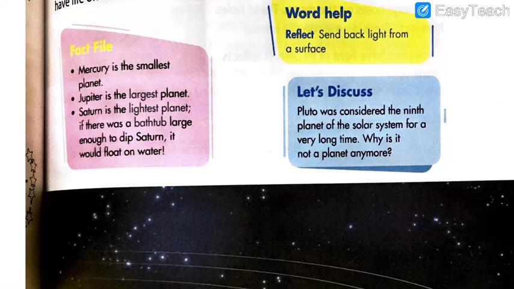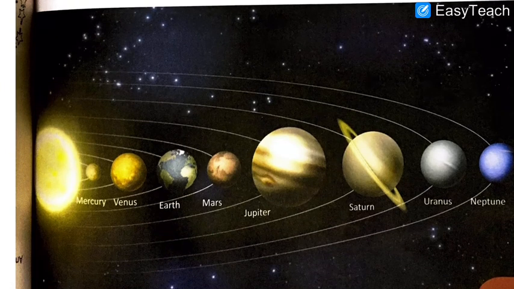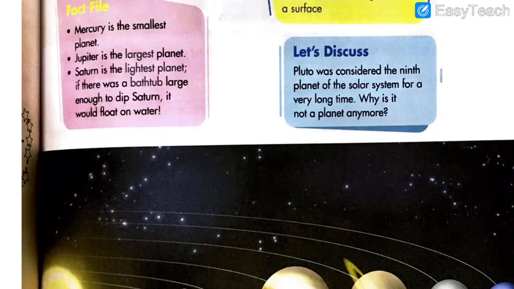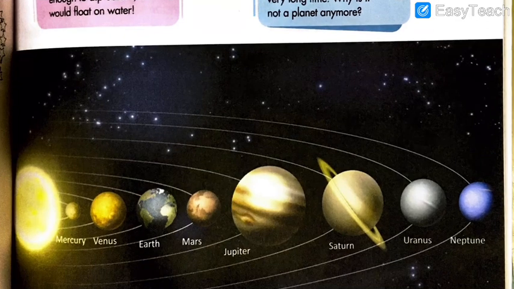This is what we saw right now in our galaxy, in our solar system, in our Milky Way. Saturn is the lightest planet. What do you mean by lightest? Light means not heavy in the weight. How light it is? If there was a bathtub large enough to dip Saturn, that means if there was a bathtub as big as the size of Saturn, it would float on water. Then the Saturn would float on the water. It will not drown inside the water. It is very light in the weight.